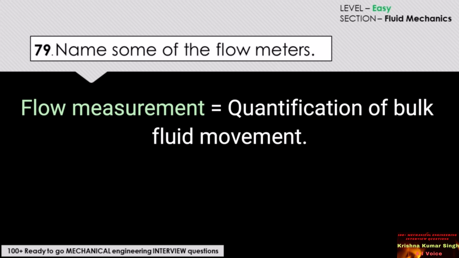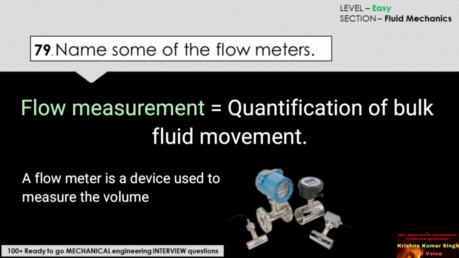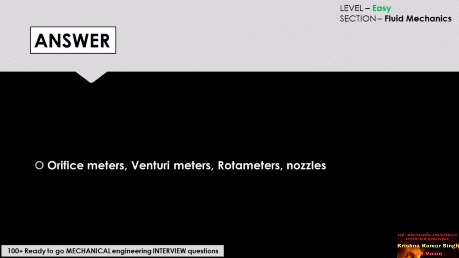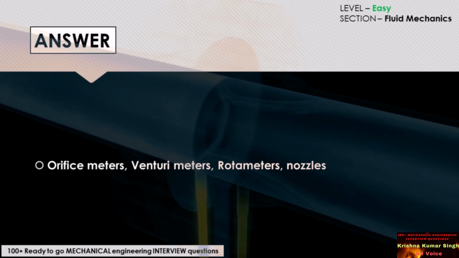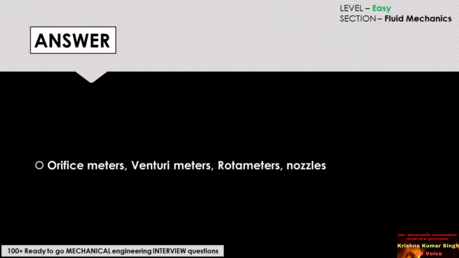Flow measurement is the quantification of bulk fluid movement. Flow can be measured in a variety of ways. A flow meter is a device which is used to measure the volume or mass of a gas or liquid. The answer to this question would be: some of the flow meters are orifice meter, venturi meter, rotameter, and nozzle.